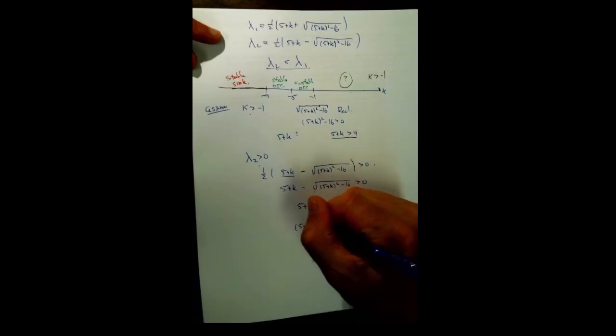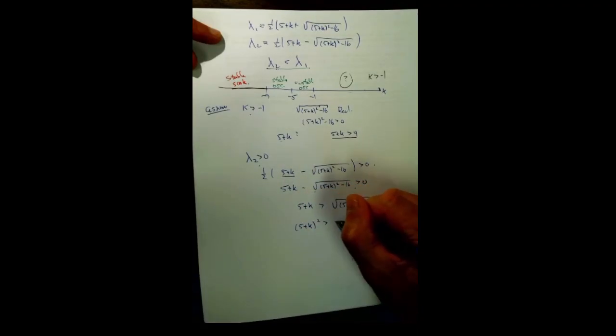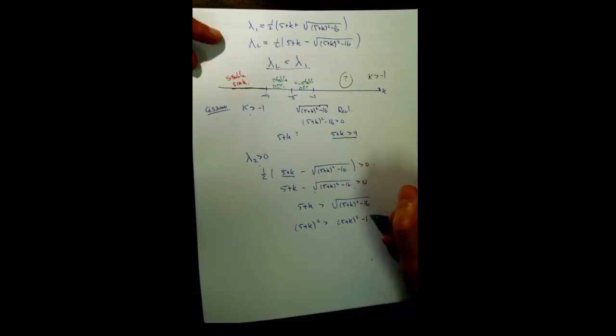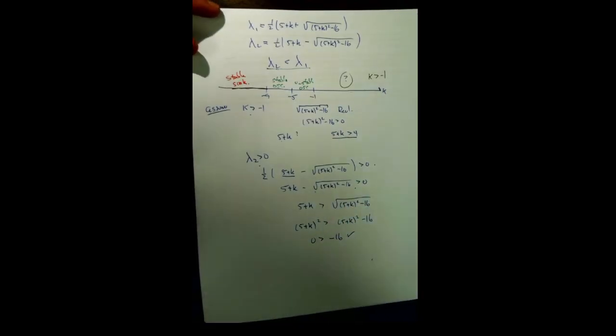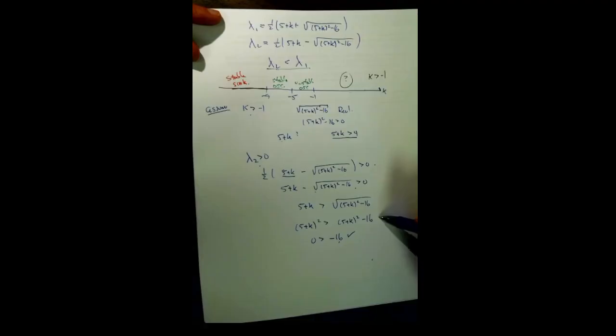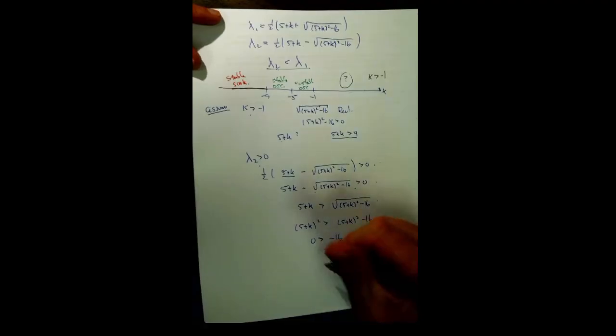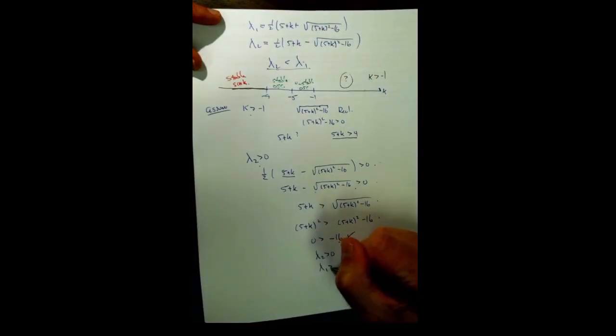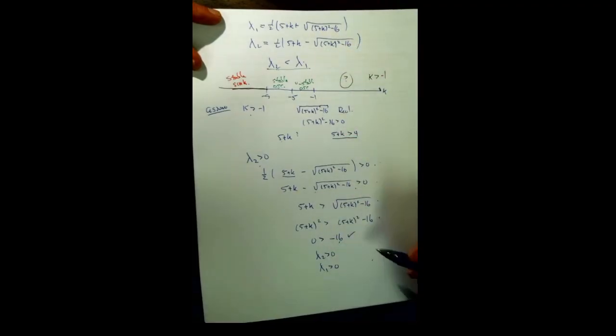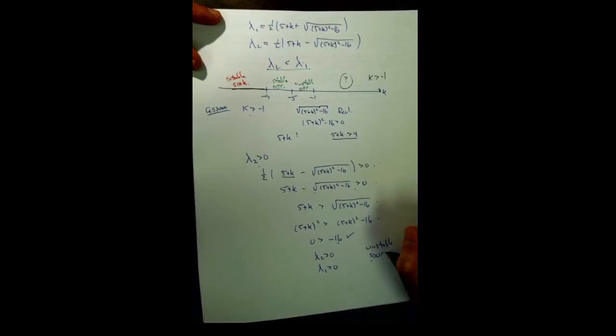So now if I square both sides, I get on the left 5 plus k squared. And if I square the right-hand side, the square root goes away. Now I can subtract off 5 plus k squared from both sides, and I get 0 is greater than minus 16. I believe that's true. So since this is true, that means this is true, which means this is true. And indeed, lambda 2 is greater than 0. And if lambda 2 is greater than 0, lambda 1 has to be even bigger. So it's positive. So in this case, both eigenvalues are real. They're positive. It's going to be unstable, and it's going to be a source.